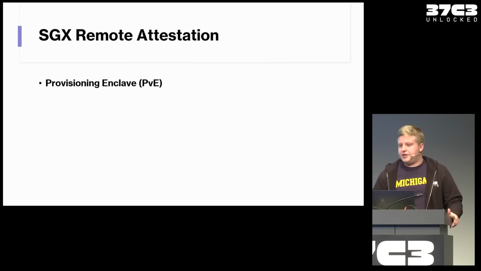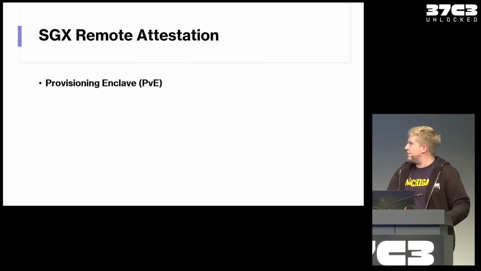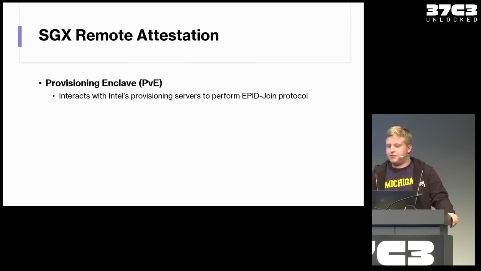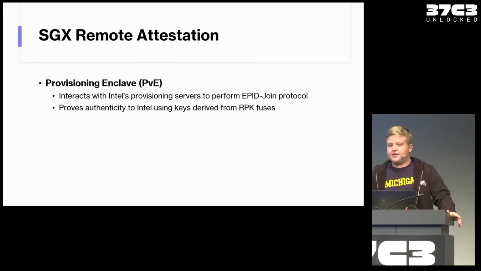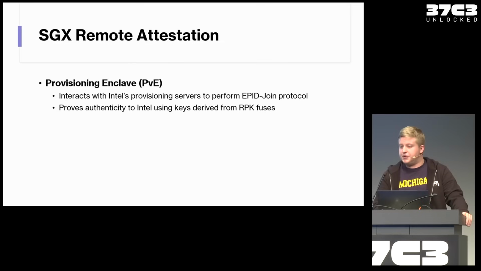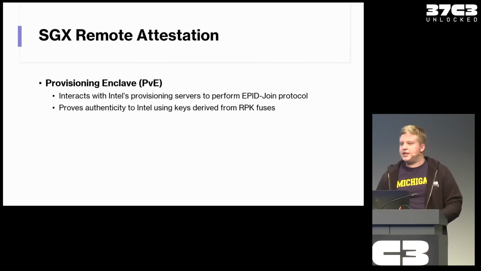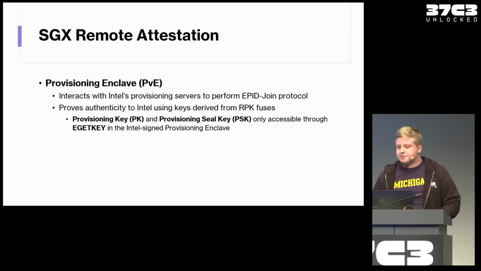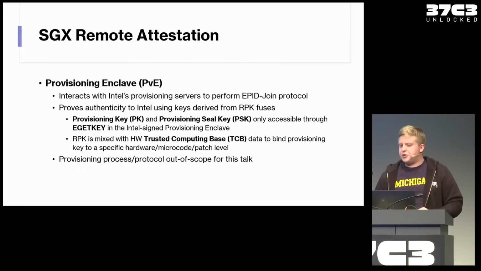Now, for the actual architectural enclaves themselves, we have the provisioning enclave, which will interact with the Intel server to do the protocol to actually join into this EPID group scheme. And it proves its authenticity to Intel using keys derived from the RPK fuses, and that's the mechanism that prevents emulation, since there's no way, other than something like a management engine level exploit, where code could otherwise access RPK fuses. And these keys are only accessible through enclaves that are signed with the special Intel cert. And the actual process is, again, more complicated crypto, so that's out of the scope for this talk.